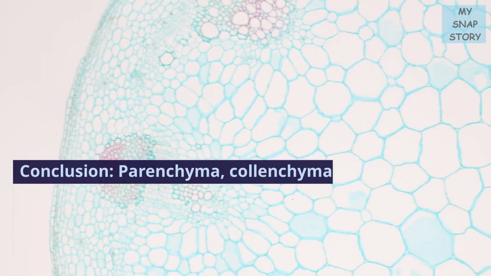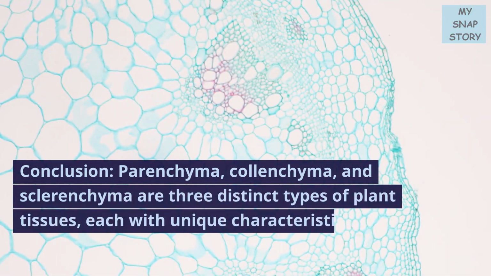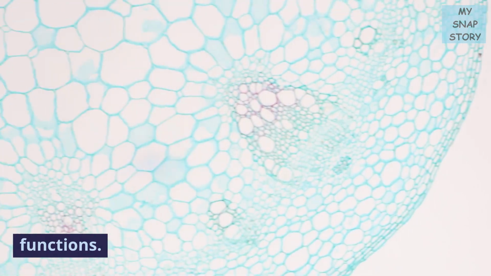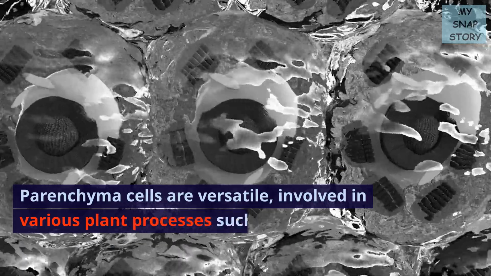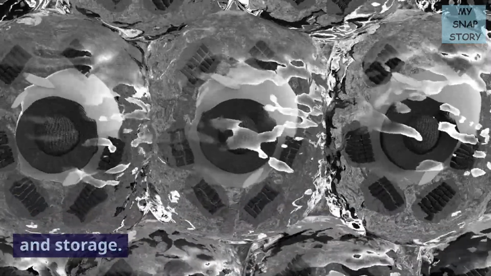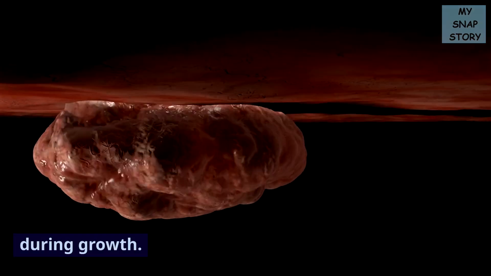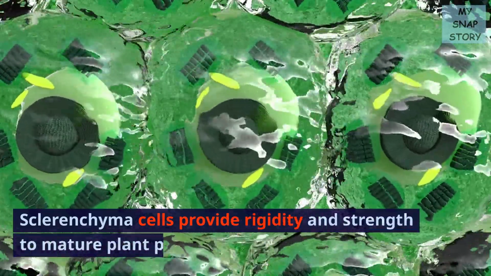Conclusion. Parenchyma, Collenchyma, and Sclerenchyma are three distinct types of plant tissues, each with unique characteristics and functions. Parenchyma cells are versatile, involved in various plant processes such as photosynthesis and storage. Collenchyma cells offer flexibility and support during growth. Sclerenchyma cells provide rigidity and strength to mature plant parts.